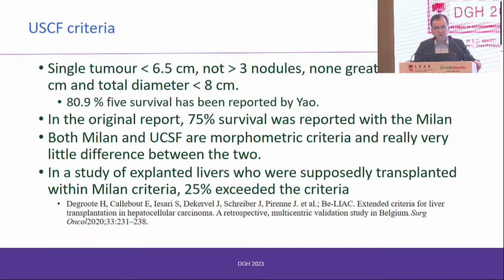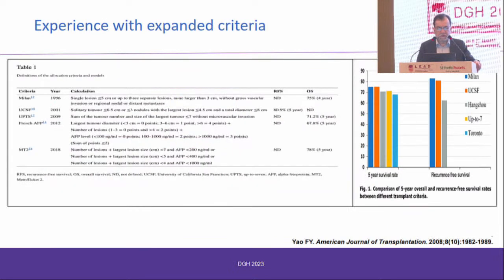Now the UCSF criteria is the next one which has been popular, and really Milan and UCSF are both morphometric criteria, and there is really very little difference between the two. And in fact, in a study of explanted livers that were supposedly transplanted within Milan criteria, the explanted liver showed that it exceeded the criteria in 25% of cases. So what about experience with expanded criteria?